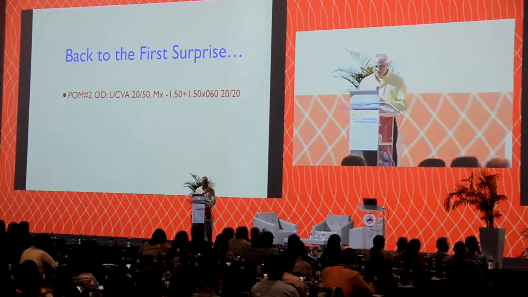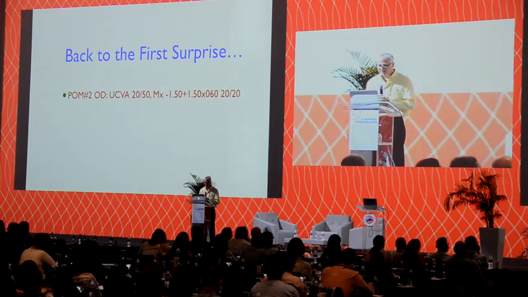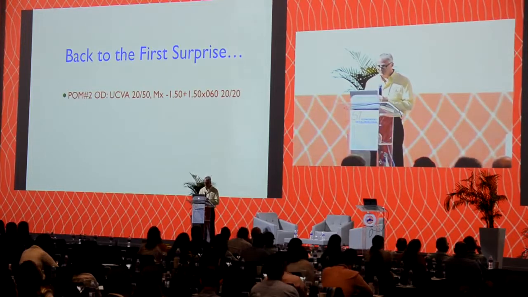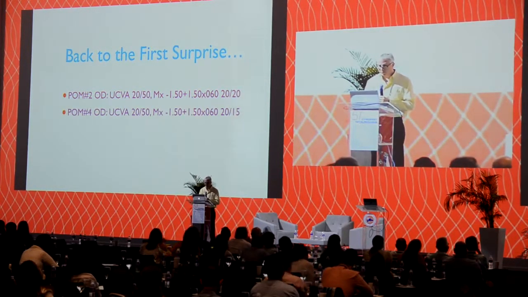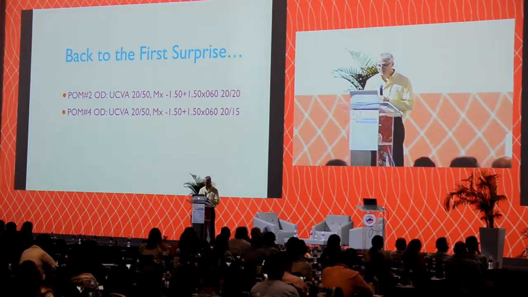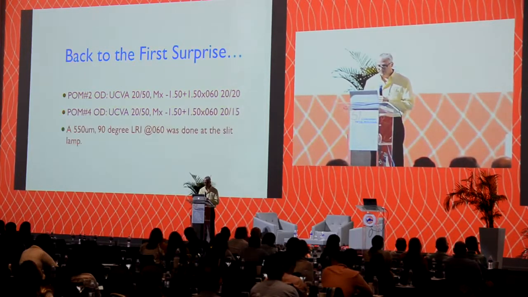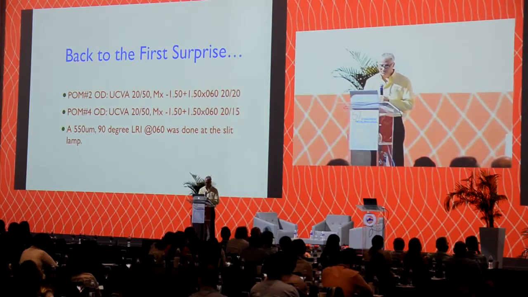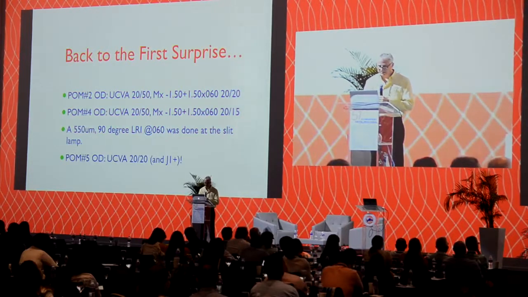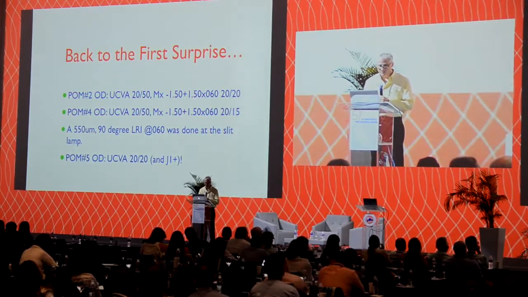But the first eye is still a problem. At 2 months, the patient actually ended up doing better. Now she's only got a minus 0.75 refractive error. Isn't that odd? And by month 4, that was stable with a 20/15 result. We did an LRI at the slit lamp. I'll do LRIs for up to 2 diopters at the slit lamp. And we ended up with a very nice outcome. And at post-op month 5, the patient was uncorrected 20/20 J1+.